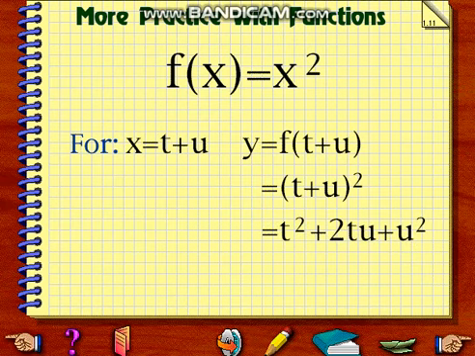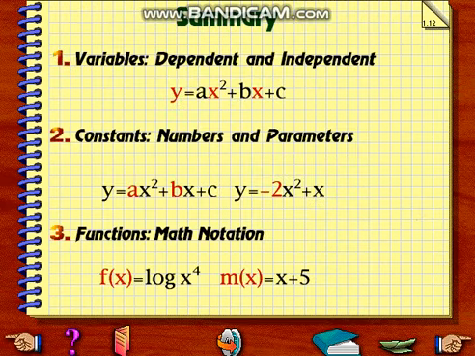In the last example, we constructed a function of two variables, t and u, from the function f of x is equal to x squared by substituting x with t plus u. Click on the exercise icon to get more experience in working with functions. In this chapter, we have learned about variables, dependent and independent, constants, numbers and parameters, functions, math notation.